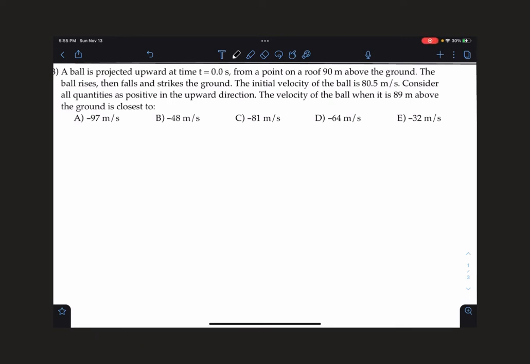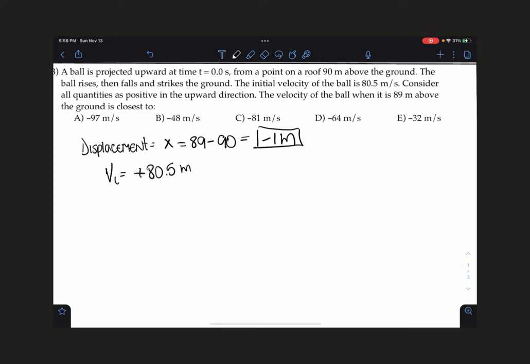Okay, so for this exercise, we're gonna subtract the displacement. That is -89 minus 90. This gives us -1. And then the initial velocity, it's 80.5 meters per second. And we use the formula to solve for v, which is v squared.